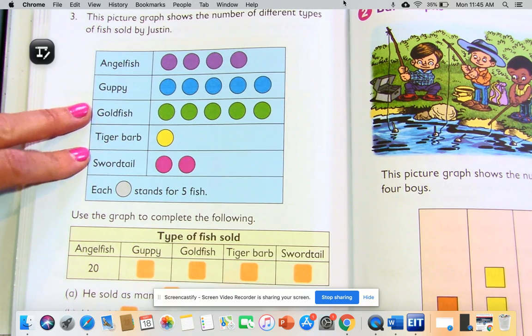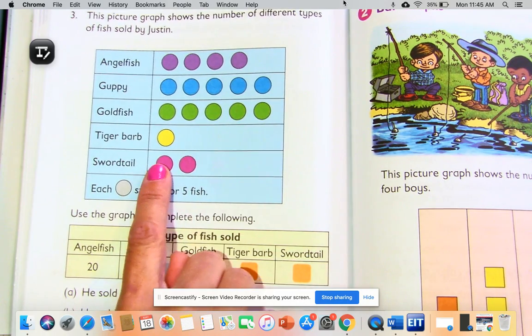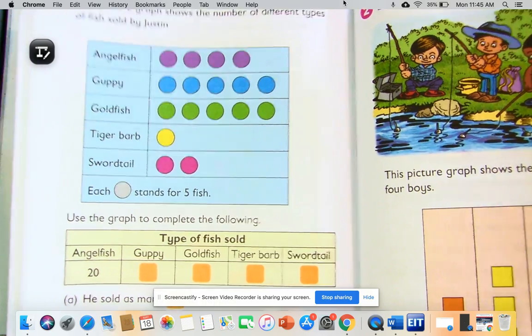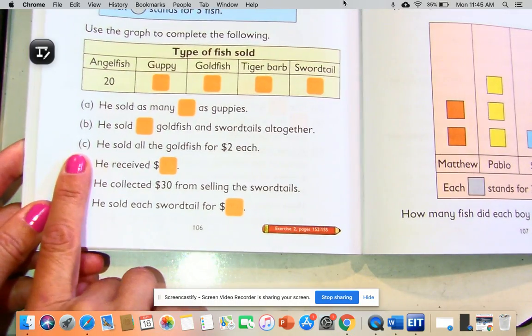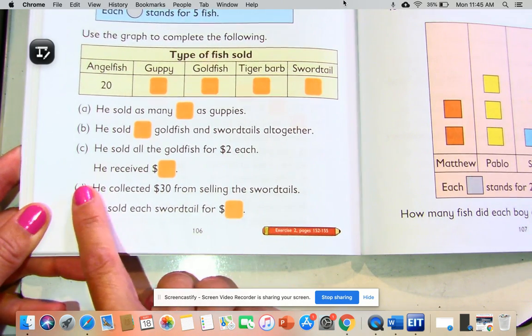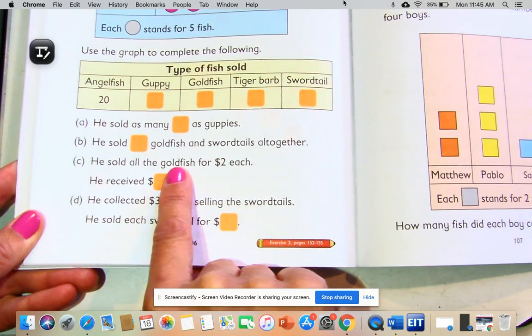If you don't want to multiply, you could skip count. 5, 10, 15, 20, 25, 30, 35. So he sold 35 of those altogether. Part C, he sold all the goldfish for $2 each. He received blank dollars. So let's look at the goldfish.